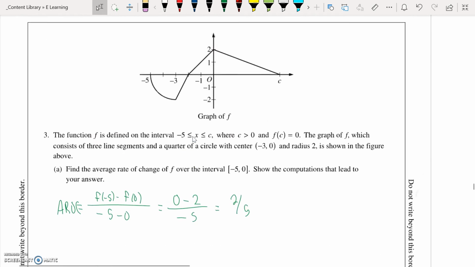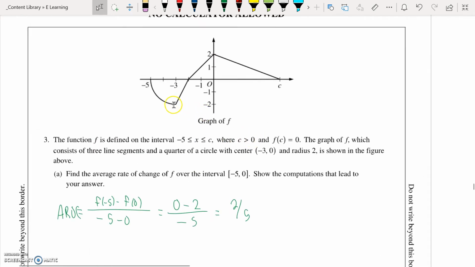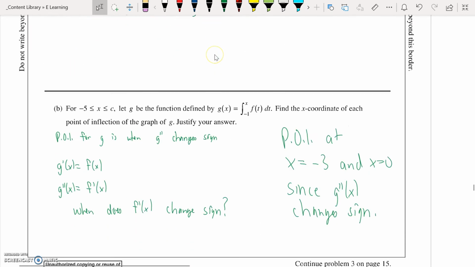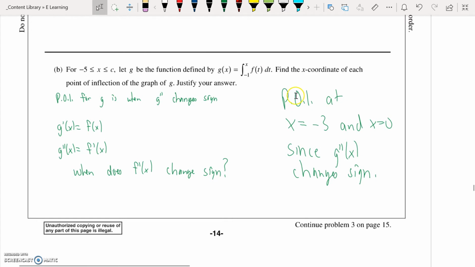So I'll look back up at the graph. Where does f prime change signs? When x equals -3, it goes from negative to positive. And then when x equals 0, we went from a positive slope to a negative slope, so f prime changes signs there as well. So in my really brief write-up, I have a point of inflection at x equals -3 and x equals 0 since g double prime of x changes signs.